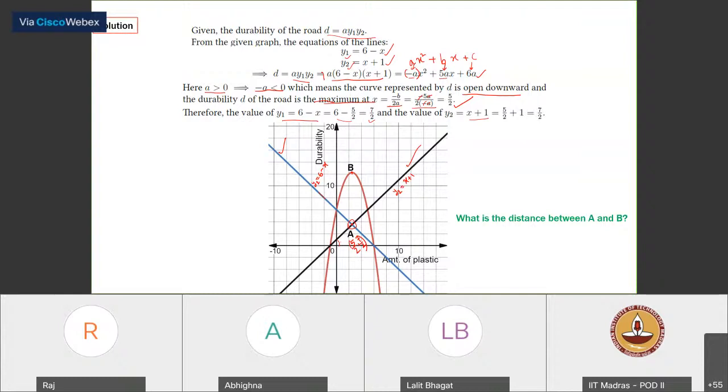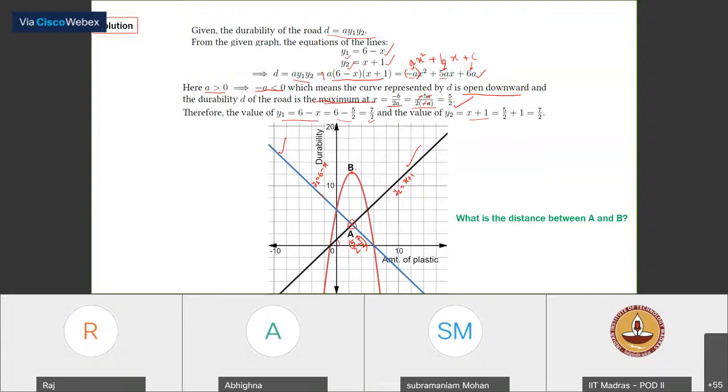Can I take a clarification here now? Yeah, sure. Okay, now what do we call the point B? That's the maximum durability. B is the vertex point, sir. Point B is the vertex. Vertex and maximum durability. I'm not talking from the curve's point of view, I'm talking about the case point of view. So it is the maximum durability. Exactly, that is the maximum durability.